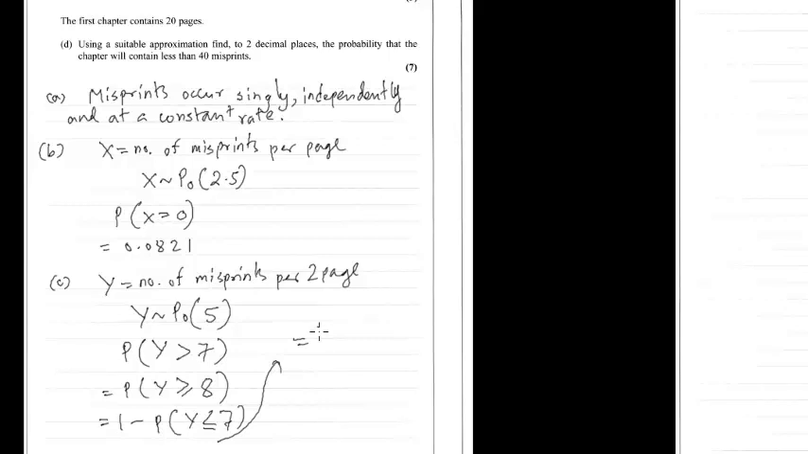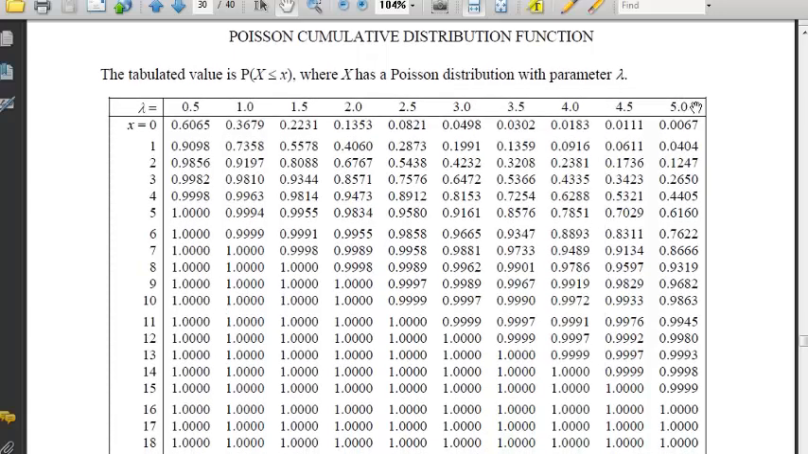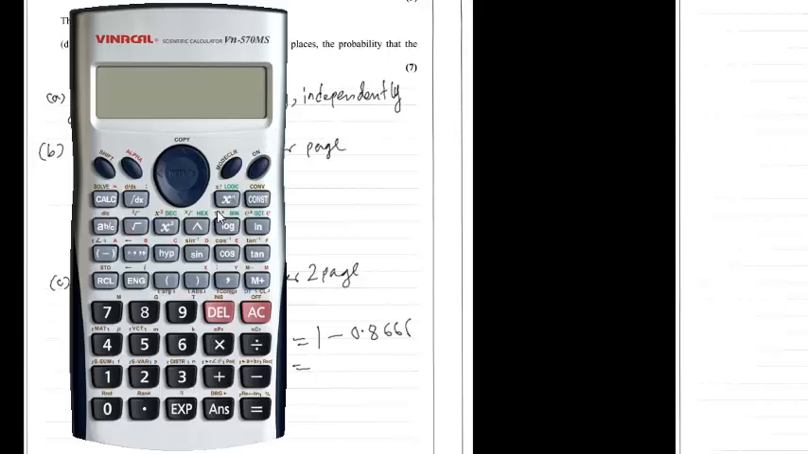So let me do it here. So 1 minus, if you look up the table, now we have to look up 5. The value of lambda has changed. Remember, this is 5, and we have to look at x less than or equal to 7. That is this one, 0.8666. So let's bring out the calculator. 1 minus 0.8666 makes it 0.1334.